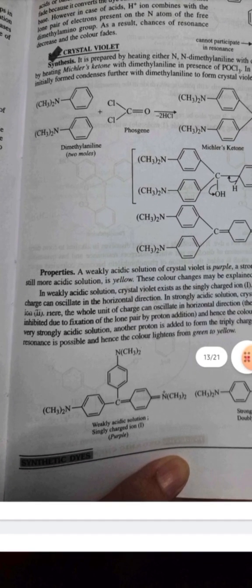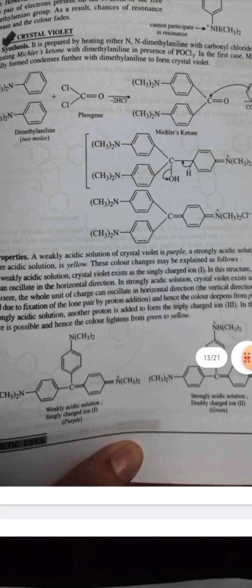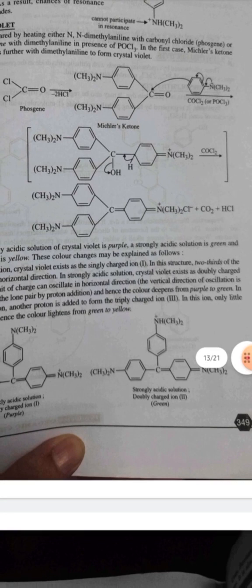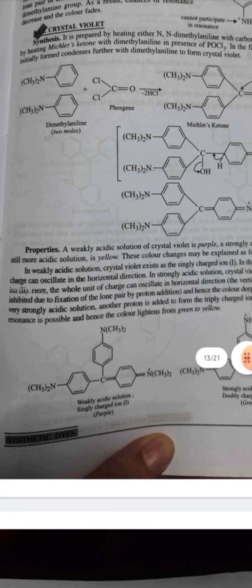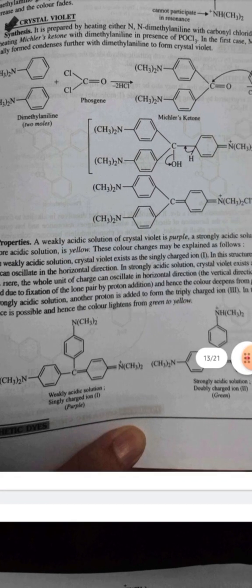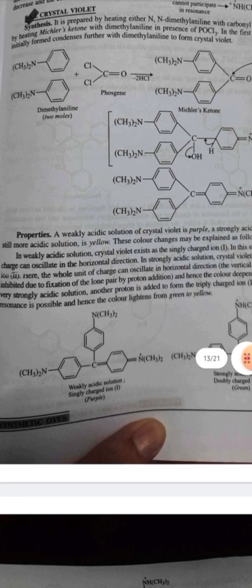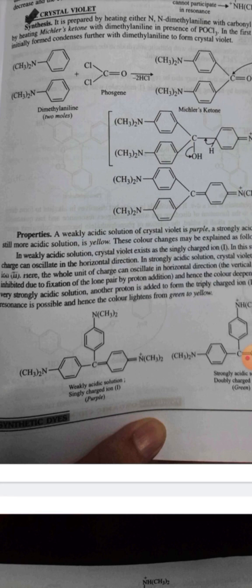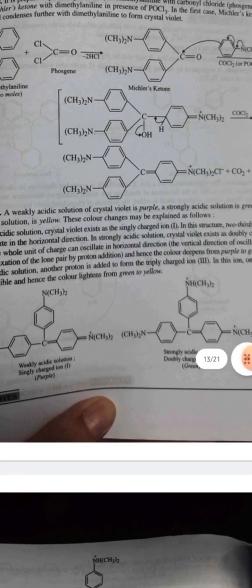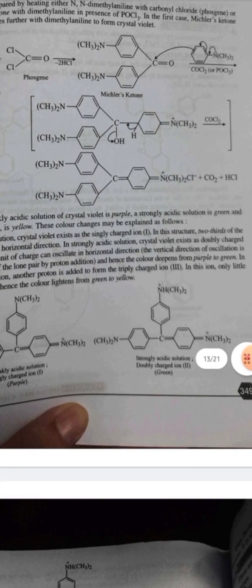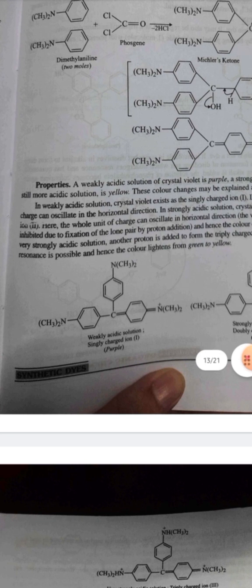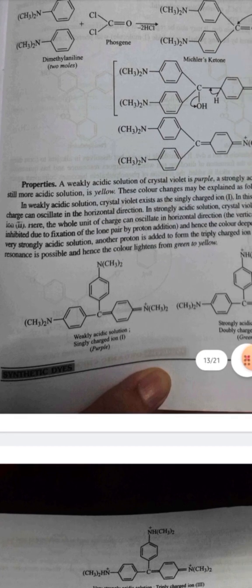Properties: a weakly acidic solution of crystal violet is purple. A strongly acidic solution is green. And a still more acidic solution is yellow. These color changes may be explained as follows. In weakly acidic solution, crystal violet exists as a singly charged ion 1. In this structure, two-thirds of the charge can oscillate in the horizontal direction.